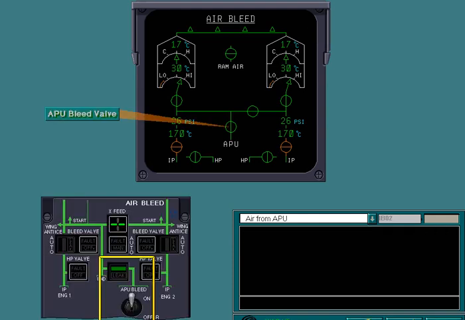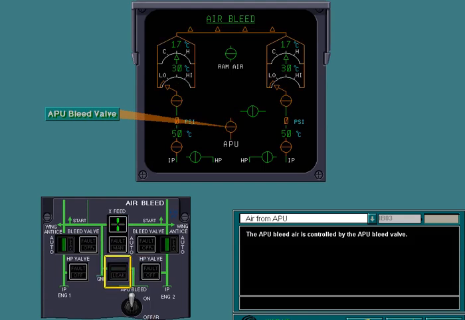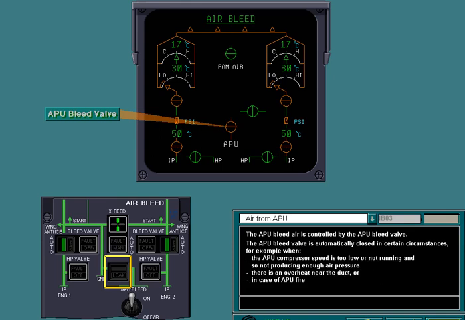The APU bleed air is controlled by the APU bleed valve. The APU bleed valve is automatically closed in certain circumstances. For example, when the APU compressor speed is too low or not running, and so not producing enough air pressure, there is an overheat near the duct, or in the case of APU fire.